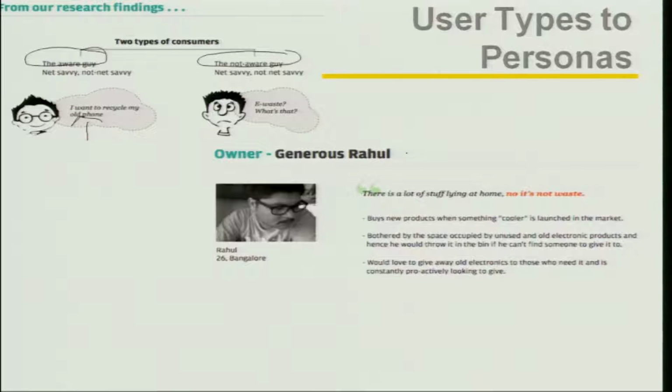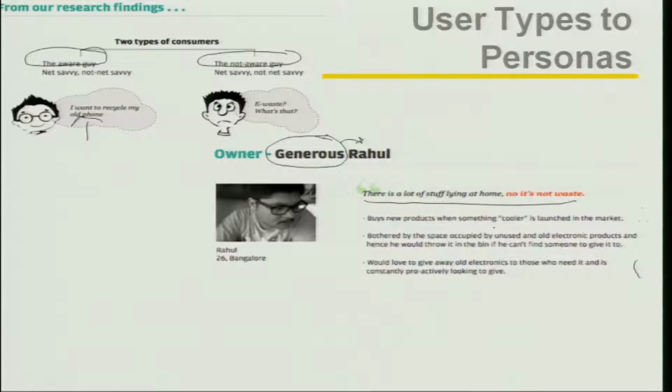One is called generous Rahul. Remember, this term is used to qualify the name and give you an idea of what it's about. So what is he saying? There's a lot of stuff lying at home. No, it's not waste. So this is describing what he does.